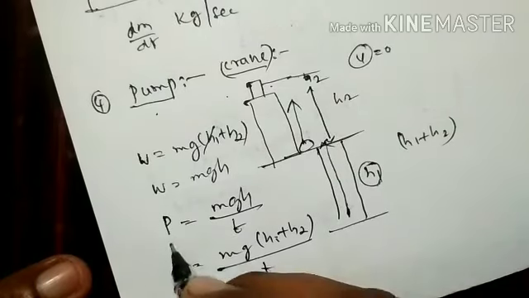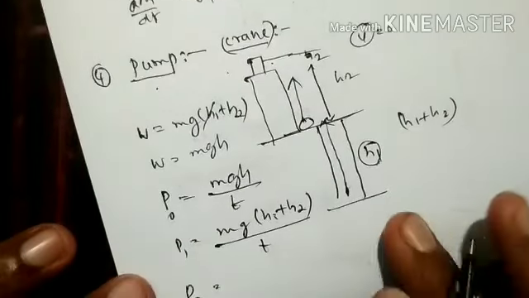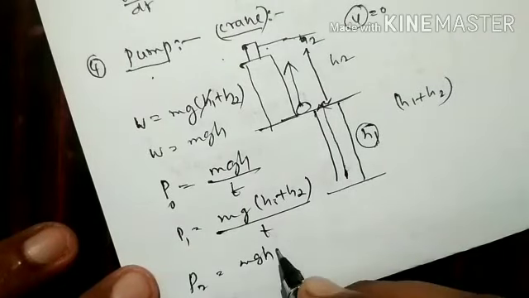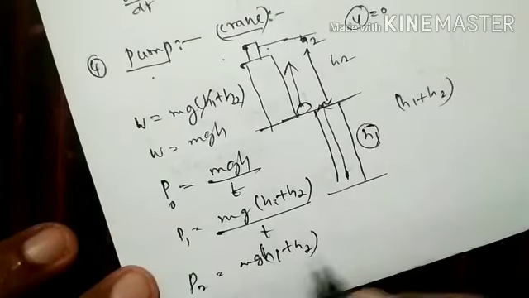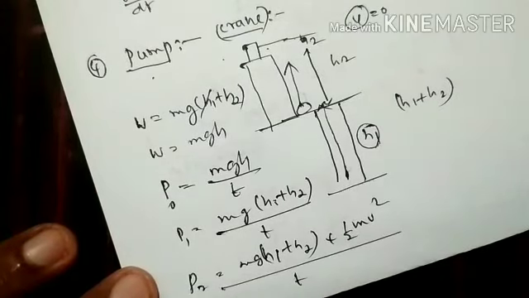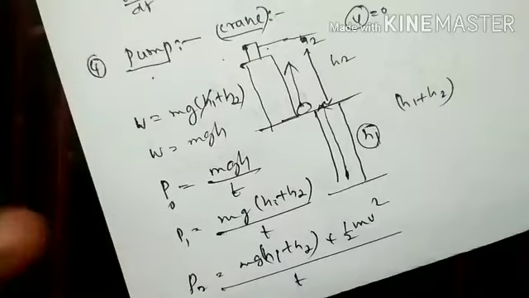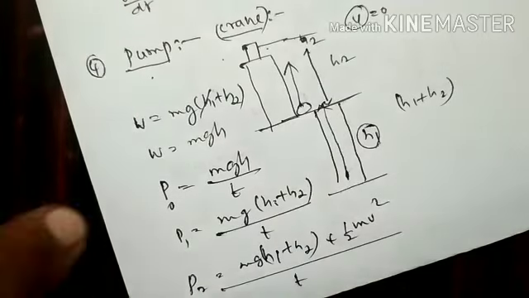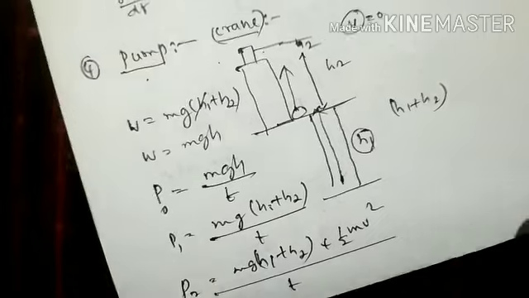And one more case is given, if the water has some velocity also, then you have the term for the velocity of water, that is plus half mv square, all divided by t. So these are the three different problems. By studying the problem, you can apply any one formula. So that is regarding the pump or crane. A crane also lifts objects to a height, so depending on the problem, you can apply the formula.